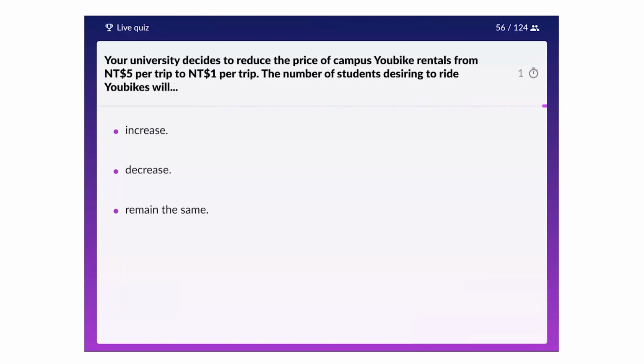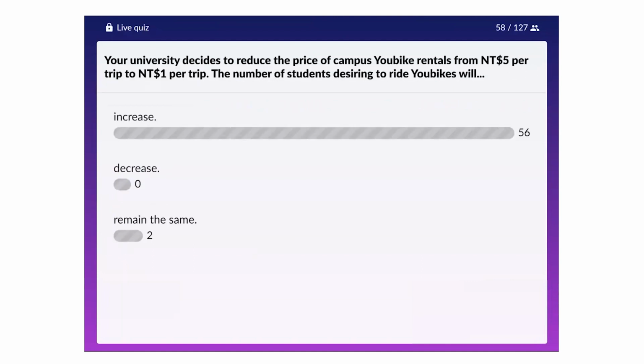Okay, so time's up. And so now we'll look at the results. Out of 58 responses, 56 of you say it will go up. Nobody says it will go down. 2 say remaining the same. Based on the principles of economics, when the price goes down, the law of demand, which we'll talk about later, means that more students will want to ride the U-bike.